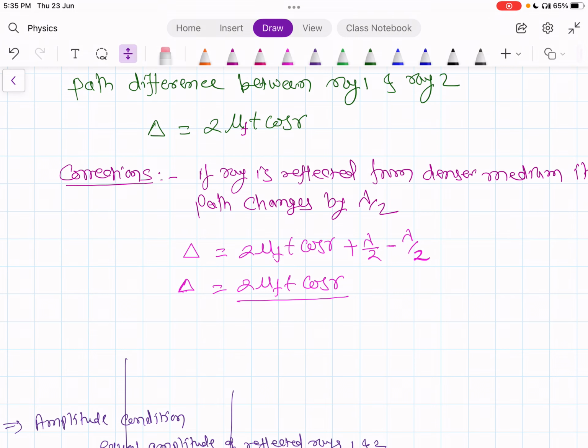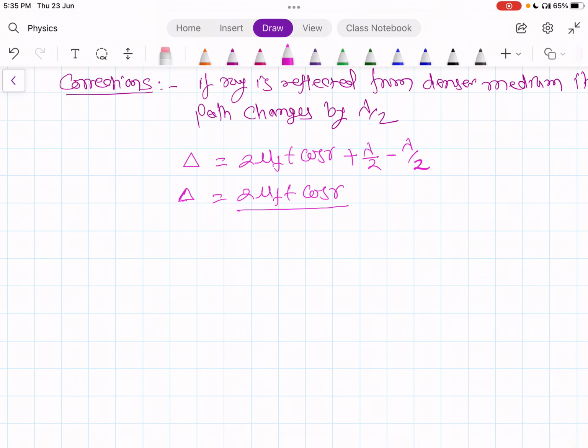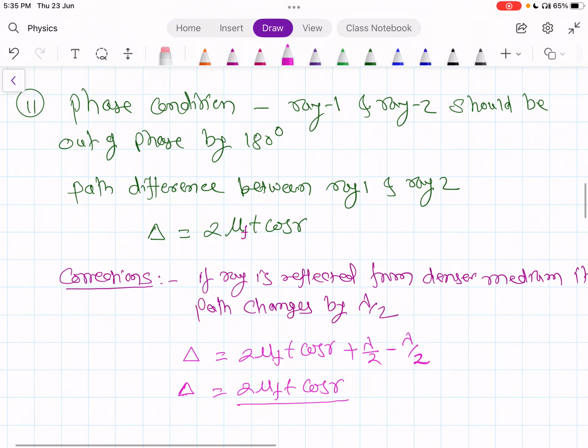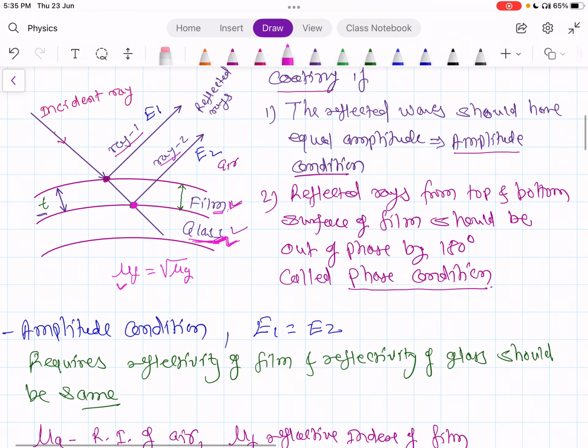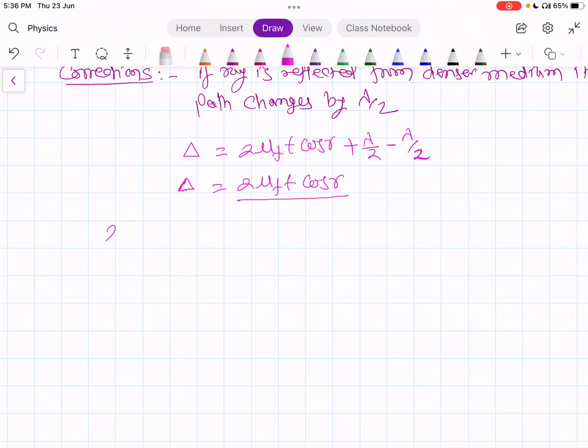And what we want in this case is this path difference should be equal to odd multiple of lambda by 2 for destructive interference. Since we want to suppress ray 1 and ray 2, so ray 1 and ray 2 should interfere destructively. So the path difference 2 mu f t cos r should be equal to (2n plus 1) lambda by 2. This is nothing but the condition to suppress reflection.